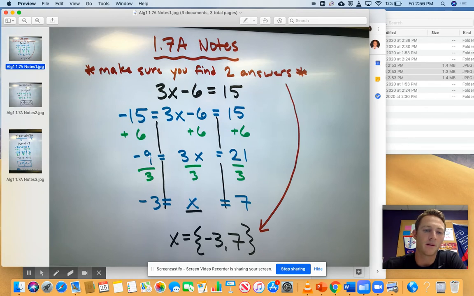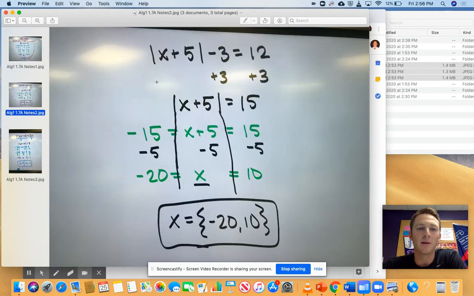And then negative 9 divided by 3 is negative 3. 3's cancel. X is by itself. 21 divided by 3 is 7. So once this x is by itself in the middle, we have our two answers. So negative 3 and 7 is our two answers. Remember, when we're solving for absolute values, we're finding two answers every time. We should have two answers.